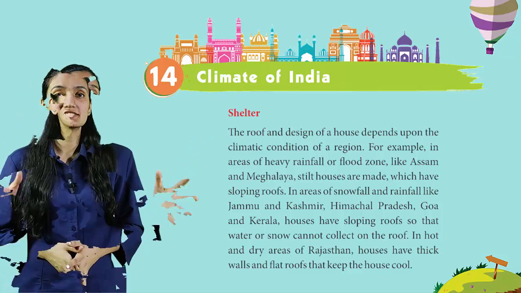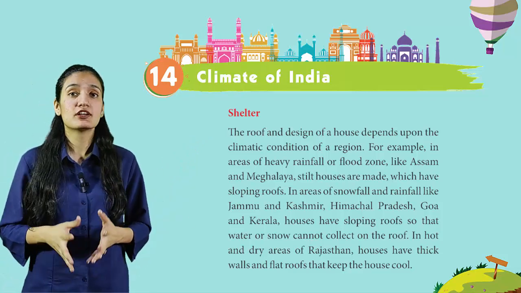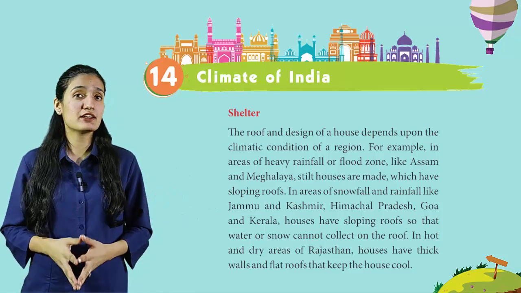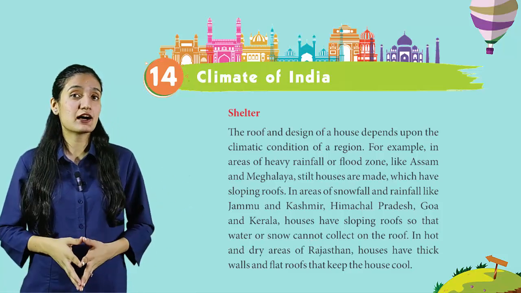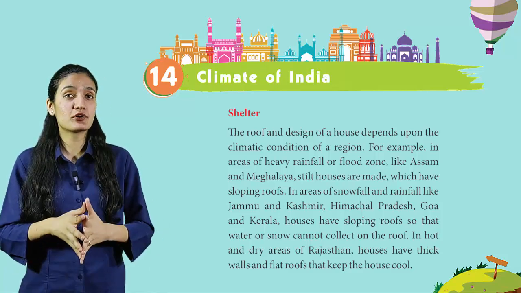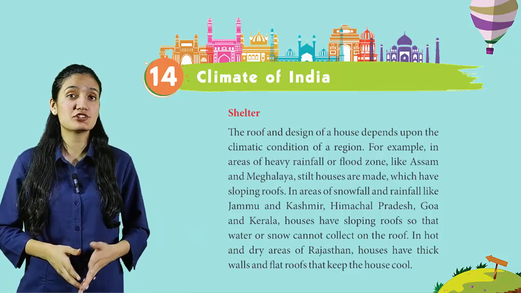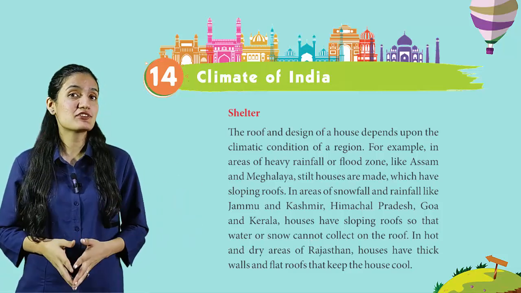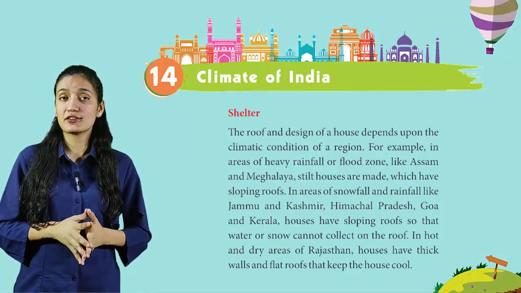Now, shelter. The roof and design of a house depends upon the climate condition of a region. For example, in areas of heavy rainfall or flood zone, like Assam and Meghalaya, stilt houses are made, which have sloping roofs. In areas of snowfall and rainfall, like Jammu and Kashmir, Himachal Pradesh, Goa and Kerala, houses have sloping roofs so that water or snow cannot collect on the roof.